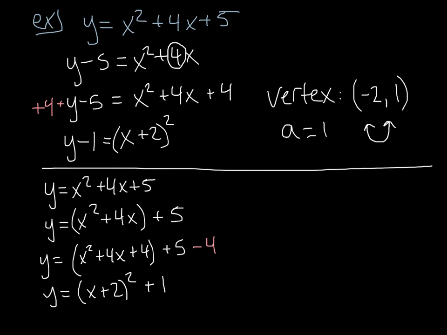So again, the 1 has slid over to the other side, but it's the same equation. We've got y equals (x plus 2) quantity squared plus 1. So my vertex is going to be (-2, 1). My a is still 1. It's going to open upward. That's the same. I get the same equation. So there's 2 different ways to do this, and let's look at another example.